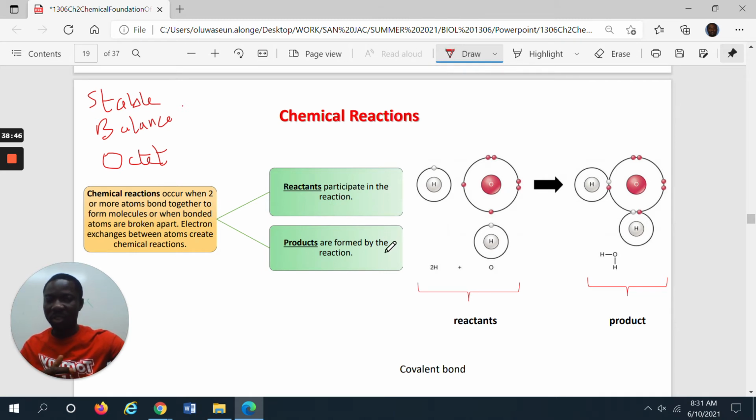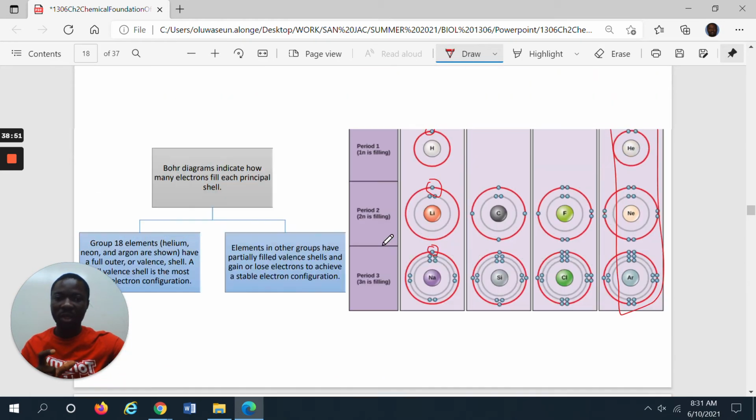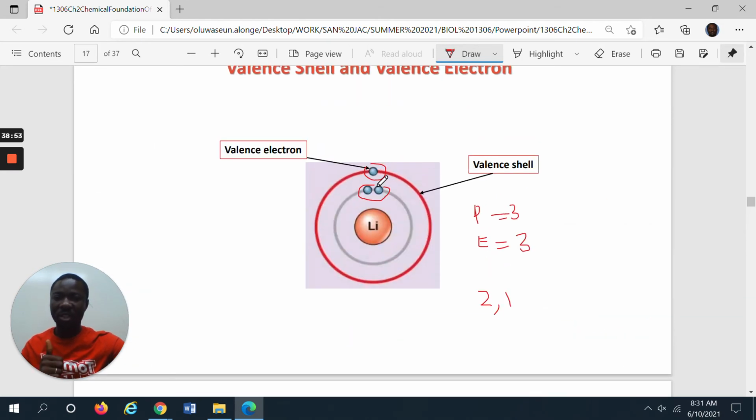Before I continue with this, I want to show you valence number. Look at this. Then I'll come back to that. Now, the last shell is the valence shell. Any shell that ends the electron shell is the valence shell. So this is not the valence shell because it's not the last one, but this is the valence shell because it's the last one. Now, the number of electrons on the valence shell is the valence electron of that element. Does that make sense?